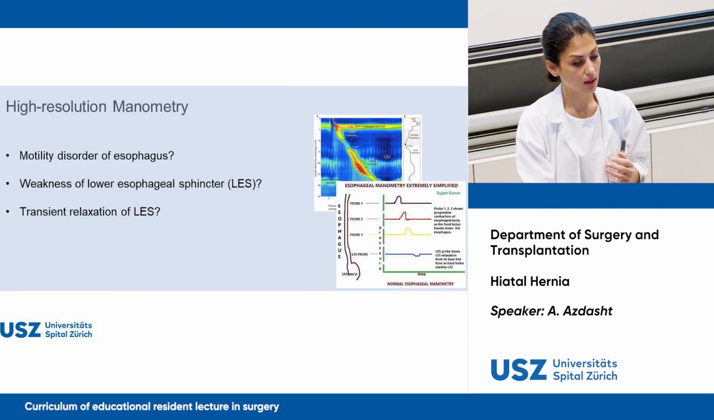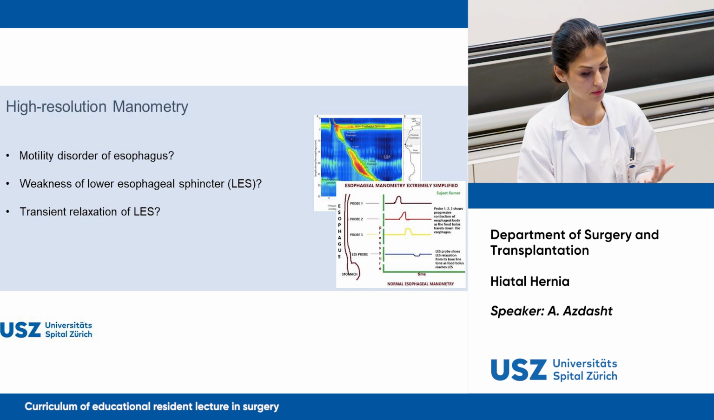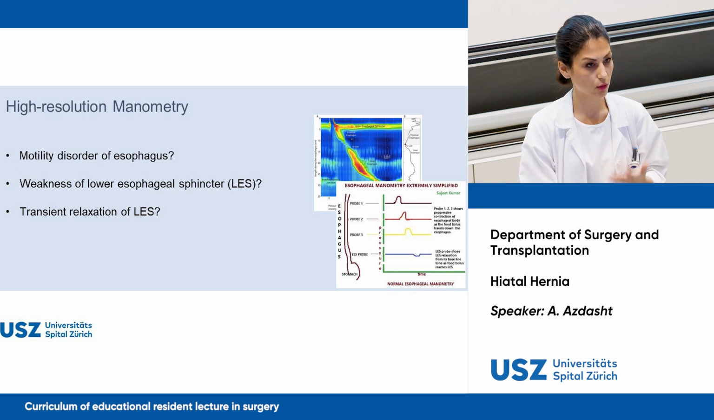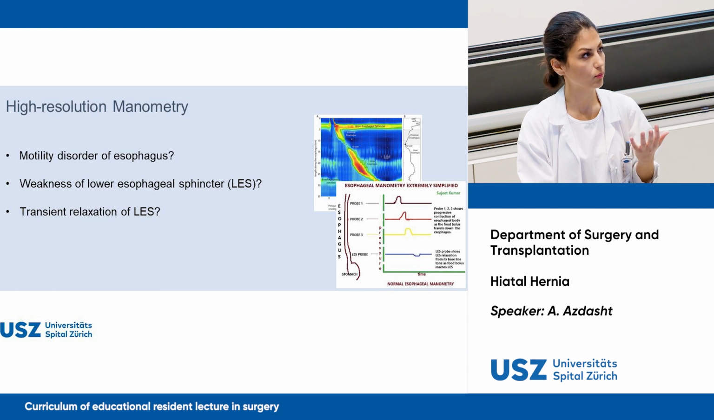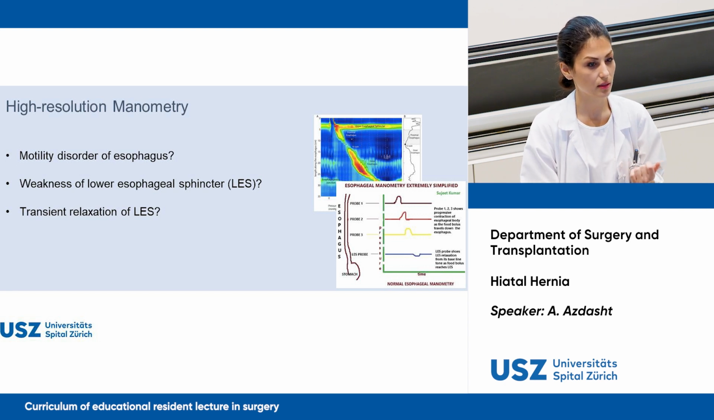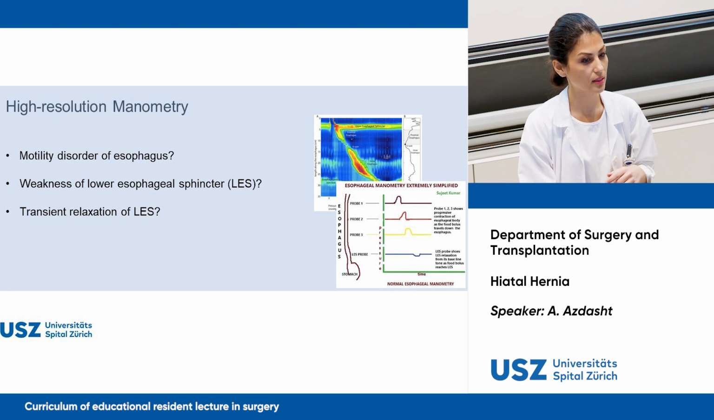As another diagnostic workup, we can do a high-resolution manometry. And the questions that need to be answered here are, do we have a motility disorder in the esophagus? Is the lower esophageal sphincter weakened? Or do we find any transient relaxations of the lower esophageal sphincter?